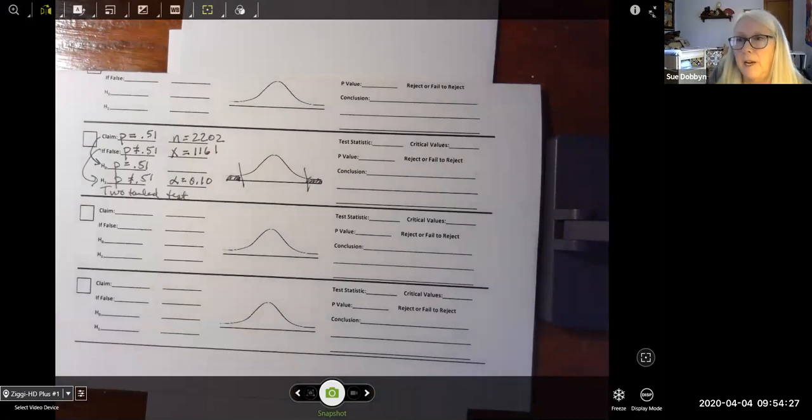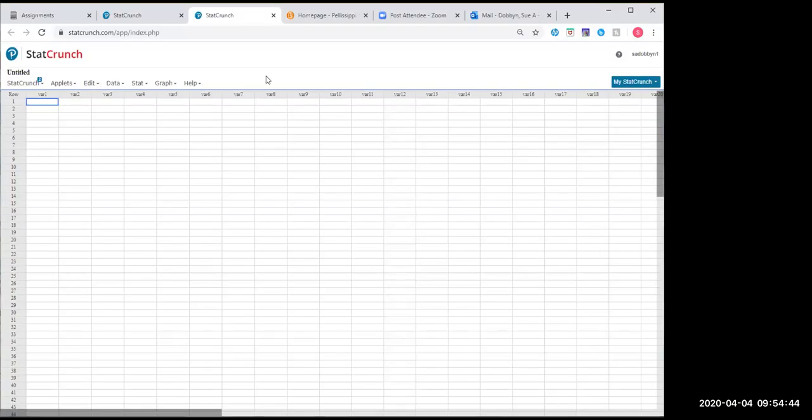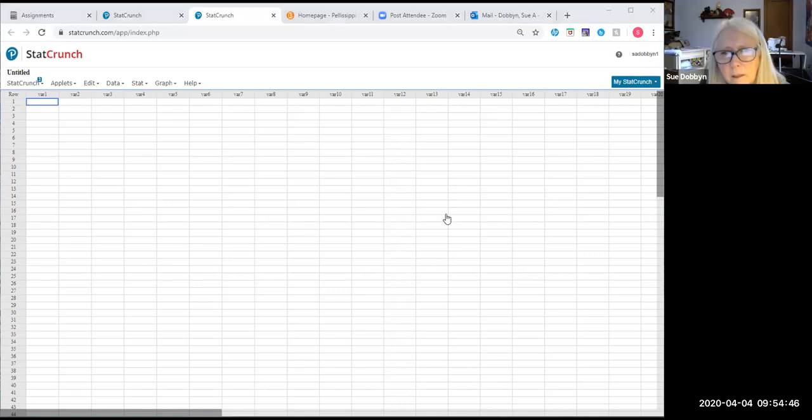So I'm going to go back to StatCrunch. I'm going to change the share so that you can see the StatCrunch window. Okay, so can everybody see StatCrunch now? Yes. Okay, let me do something because did somebody else come in? Okay, no, let's see. Sorry.